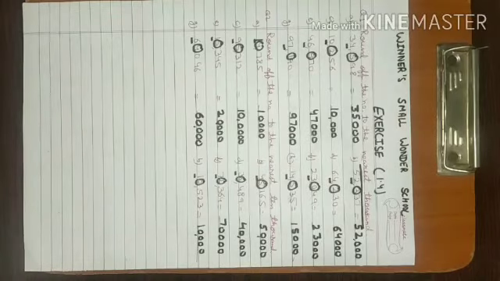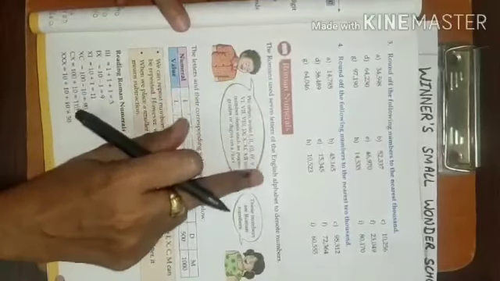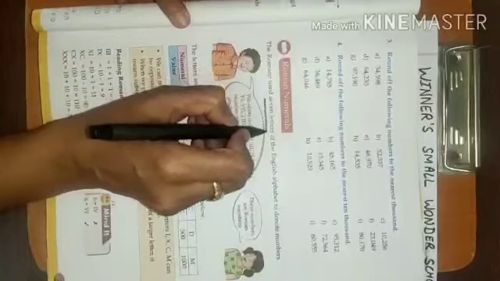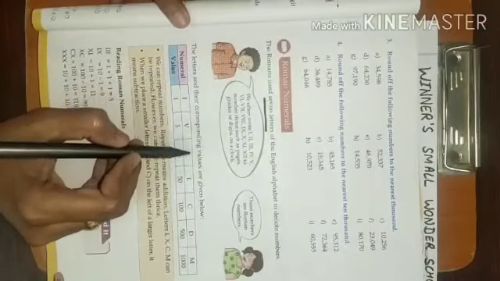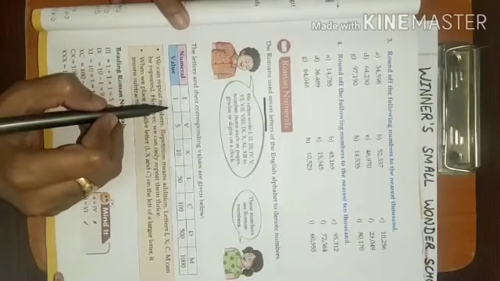Okay. Now, the next topic is Roman numerals. The Roman numerals use 7 letters of the English alphabet to denote numbers. 7 letters. Okay. Now these letters and their corresponding values are given below. This one is numerals and this one is values.